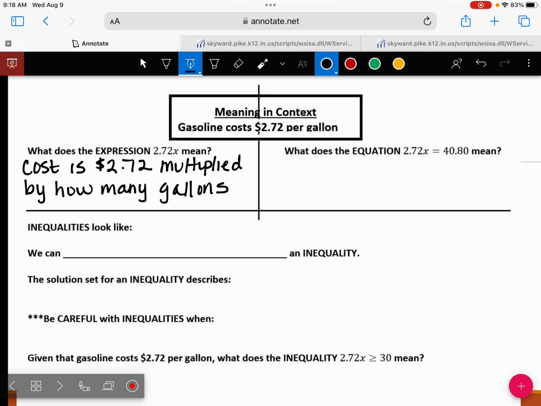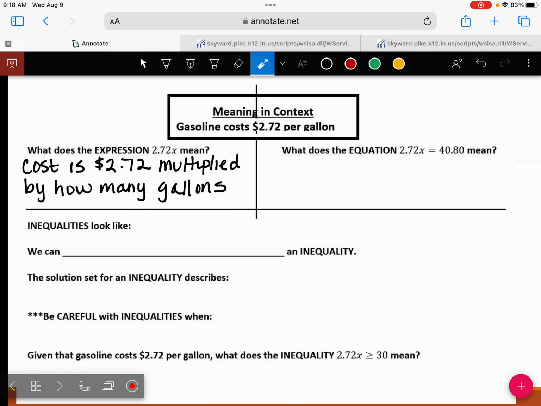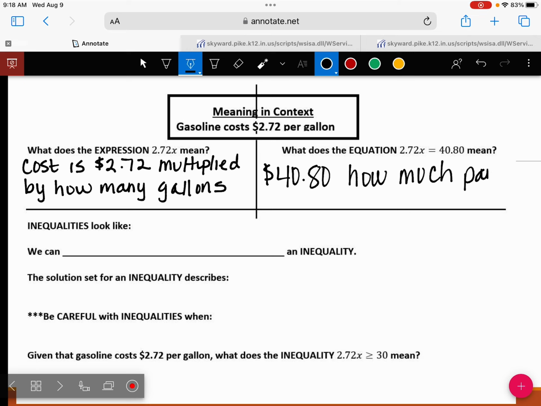Now, for the second part, we have this equal sign. And you see how in the first one where it says cost is, we actually know the cost. We know that $40.80 represents how much we paid for gas at $2.72 per gallon.